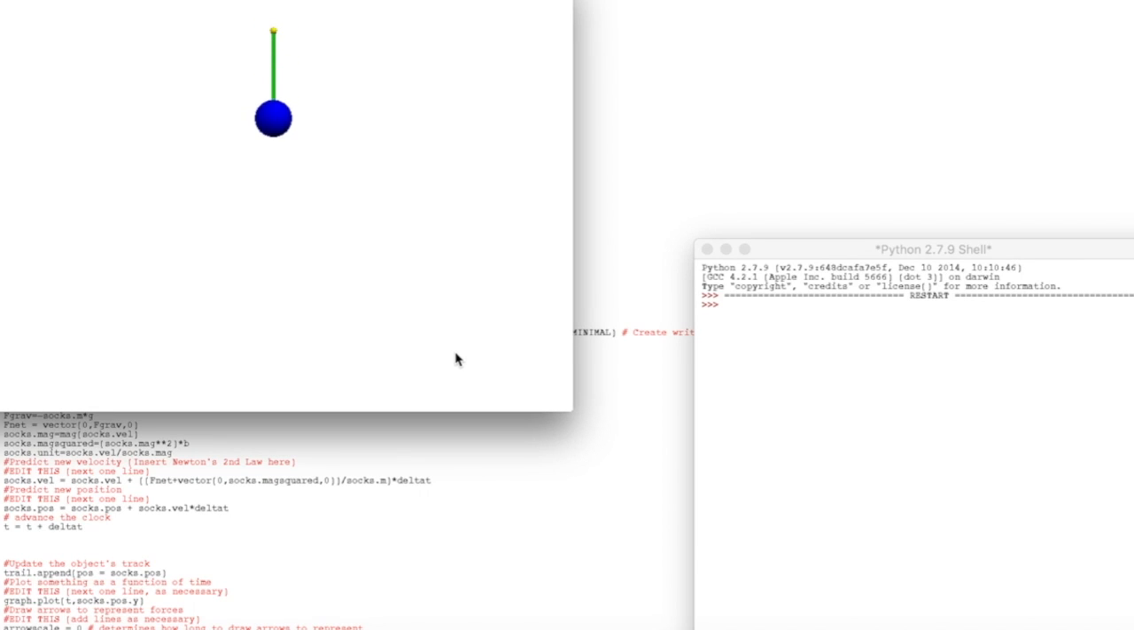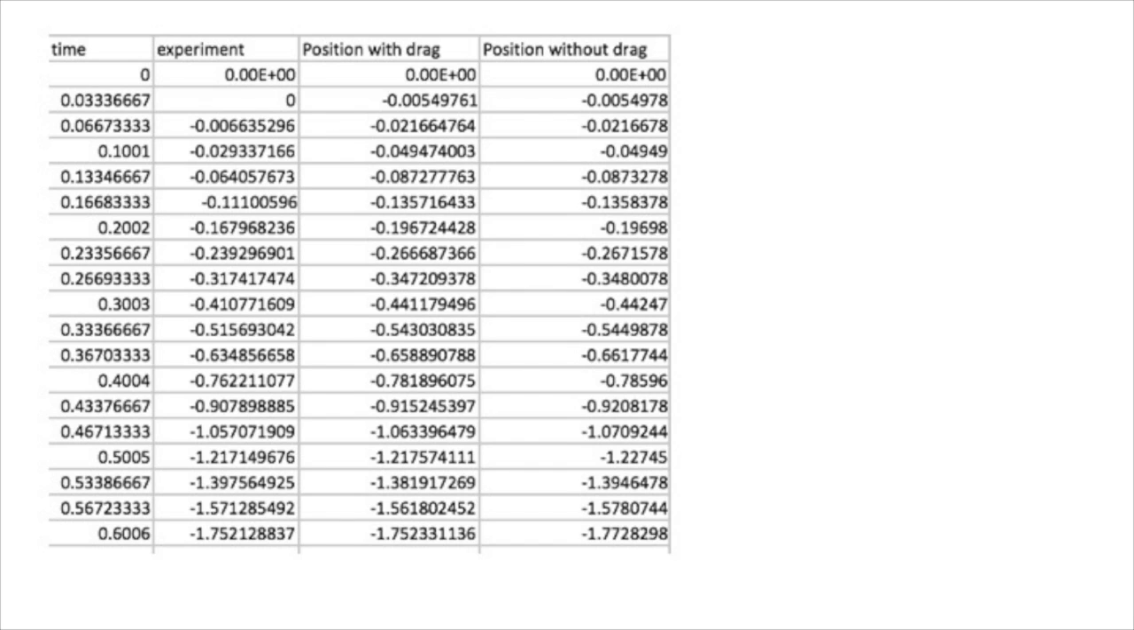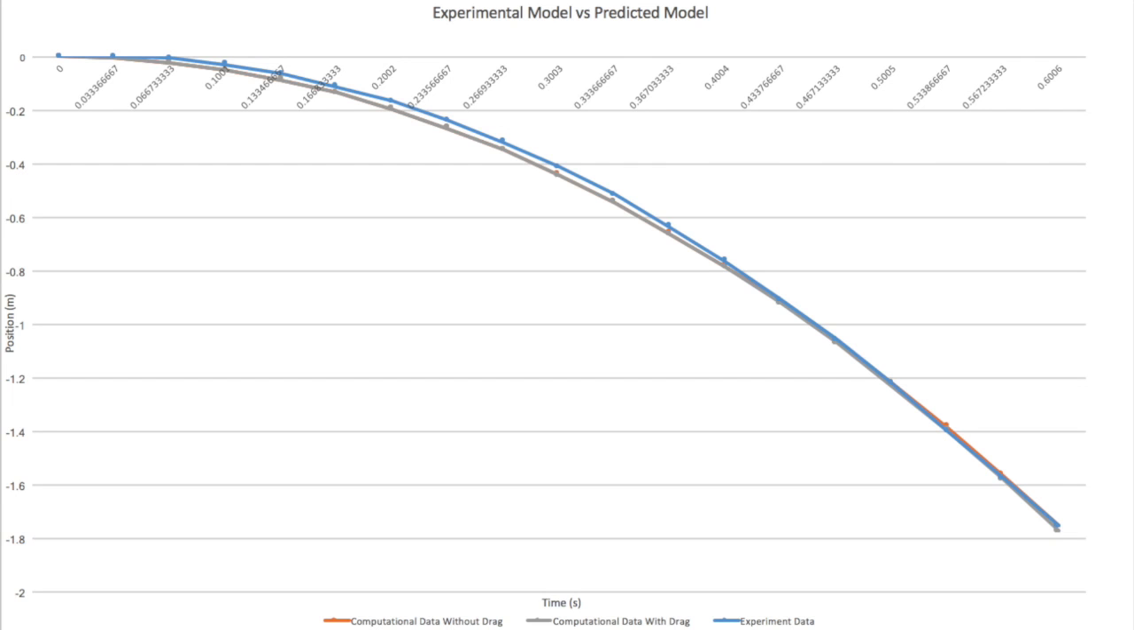The motion of the three models is nearly the same. Some differences are apparent, such as the model with the drag force causes the position at each point to be slightly less than that of the model without the drag force. The largest difference is found between the experimental model and the two computational models, and this is most apparent when analyzing the middle data points.